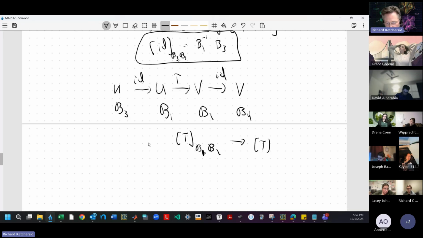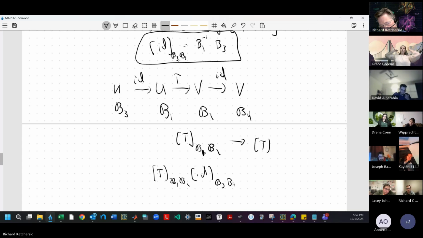And so what I want here, and again, you got to turn the order around to do this right. So I'm going to have T B1, B2. Okay, that's something we're just given. And then this needs to go first, right? So it's going to be the identity map going from B3 to B1. And then the identity map on this side going from B2 to B4. And when I'm done, I'm going to have the matrix for T going from B3 to B4.